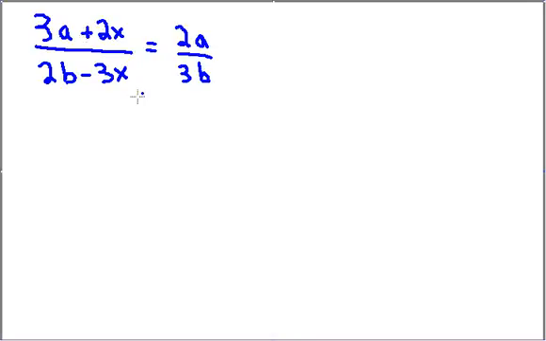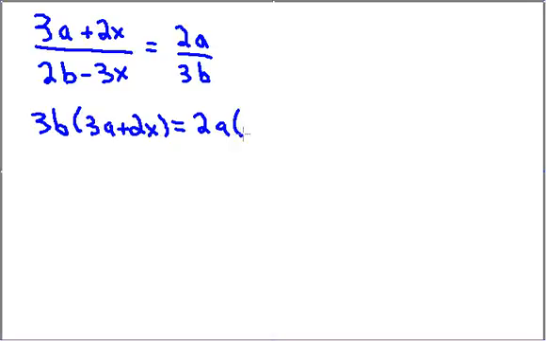So let's start with this one. We're going to have 3b times 3a plus 2x. That's going to be here on the left side. On the right-hand side, we're going to have this multiplication going on. 2a times 2b minus 3x.